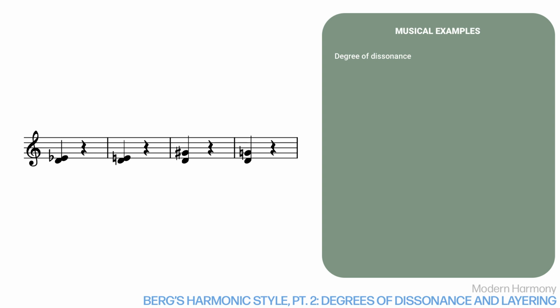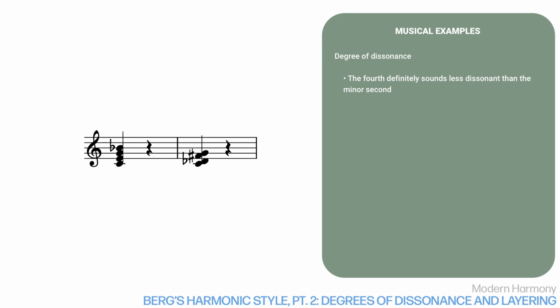If you compare the four dissonances in this example, the fourth sounds definitely less dissonant than the minor second. The same distinction applies to chords. Although it's not an exact science, I think we can agree that the second chord here is more dissonant than the first one. The two minor seconds create a kind of tension we don't hear in the dominant seventh chord.